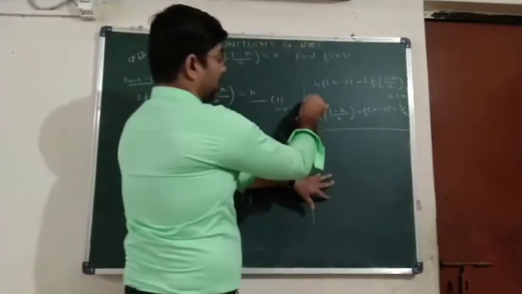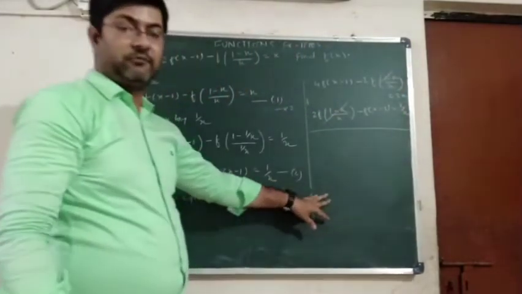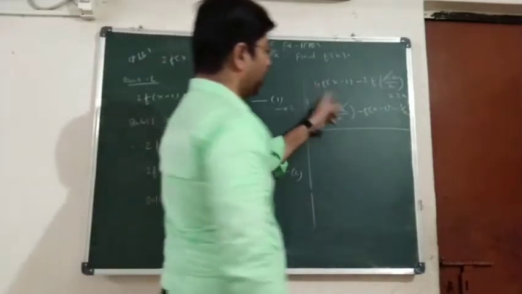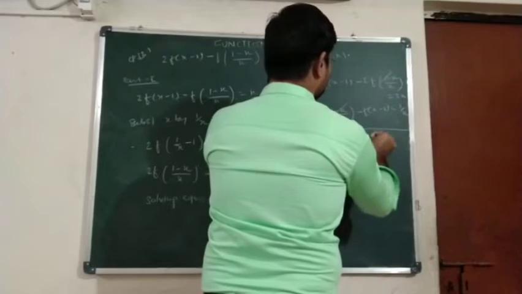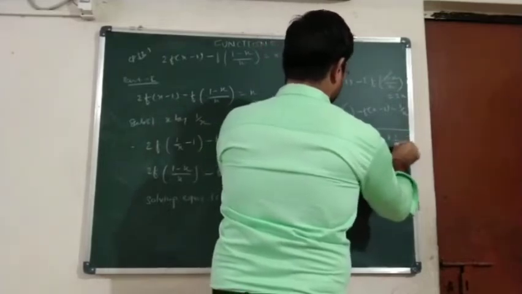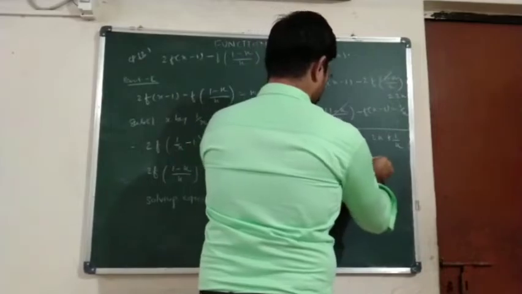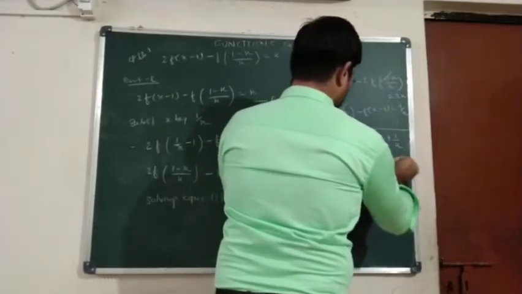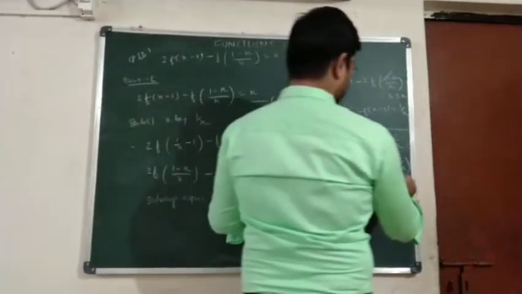Okay, let us add the two equations. So these like terms with opposite signs will get cancelled. 4 minus 1, we have 3 into f of x minus 1 is equal to 2x plus 1 upon x, and therefore f of x minus 1 is equal to 1 by 3 into (2x plus 1) upon x. Say this is equation number 3.